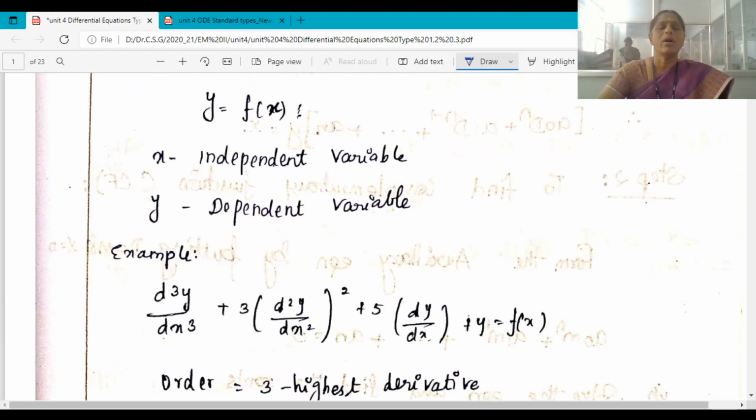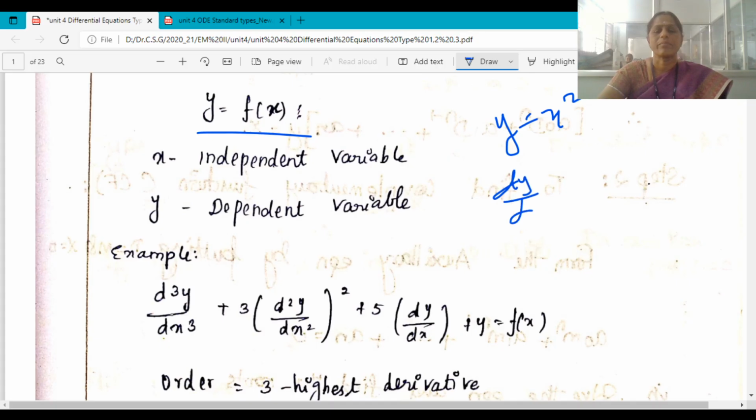Where do we look for ordinary derivatives? If there is only one independent variable in an expression and we are looking for the differentiation, then we go for ordinary differentiation. For example, in this case y equal to f of x, here x is the independent variable and y is the dependent variable, and when we look for differentiation, it is dy by dx. For example, when y is a function of x square, the derivative dy by dx is given as 2x.